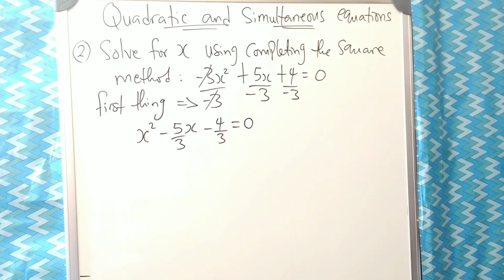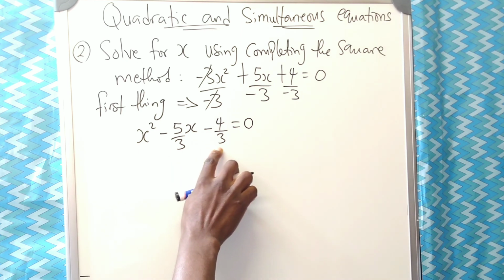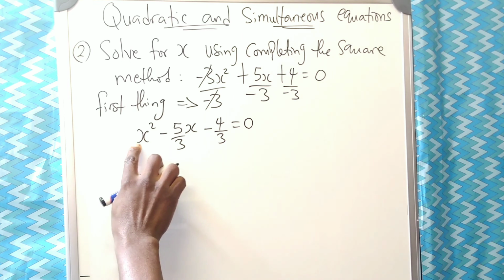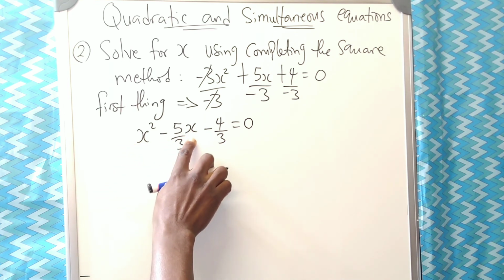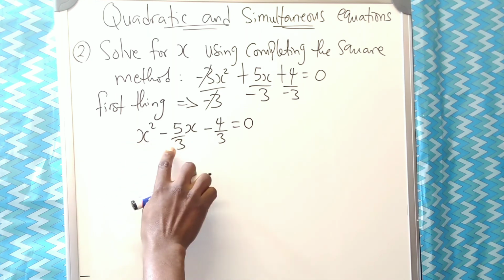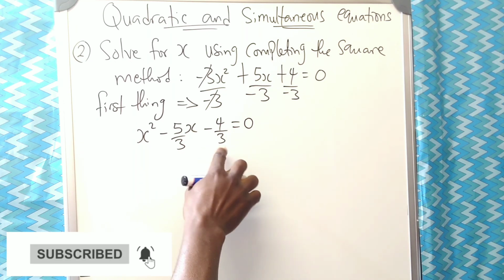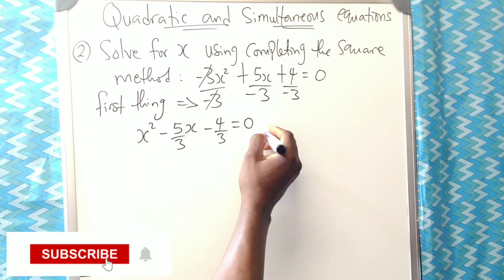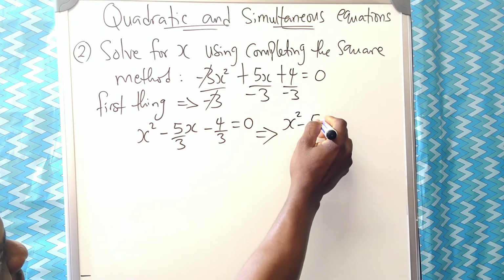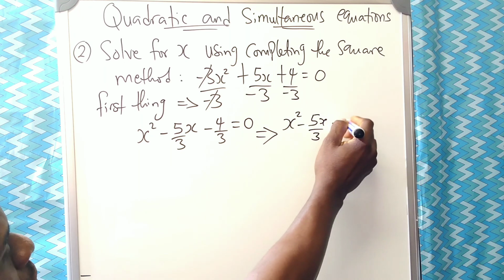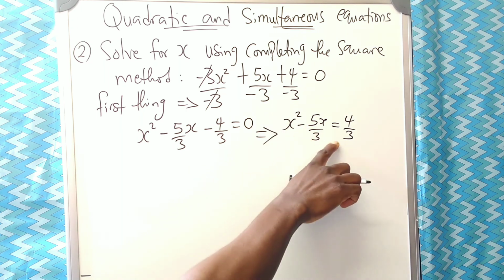The next thing we do when using completing the square is to transfer the c. We call this one c in a quadratic equation. The coefficient of x squared is a, the coefficient of x is b, and the last thing, which is the number, is the c. So we transfer the number to the other side. So our equation becomes x squared minus 5x over 3 equals 4 over 3. Now, definitely the sign will change to positive.